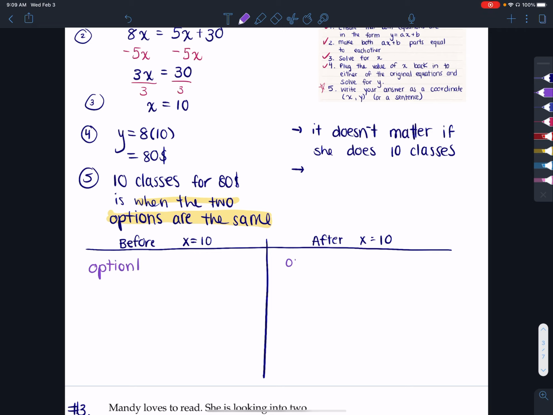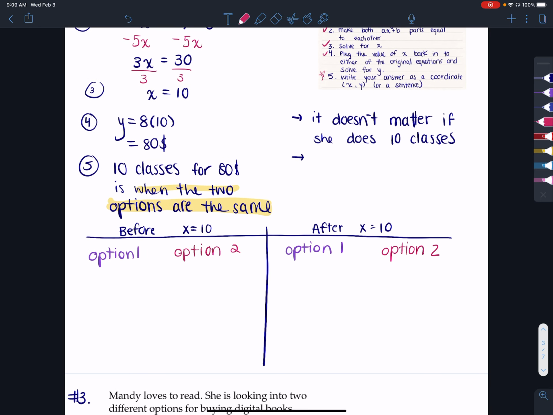option 1 and option 2. So the rule of option 1 is, oops, I meant to use purple, y equals 8x. And the rule of option 2, y equals 5x plus 30. So now what we're doing is we're looking at what's going to happen before 10 and after 10.